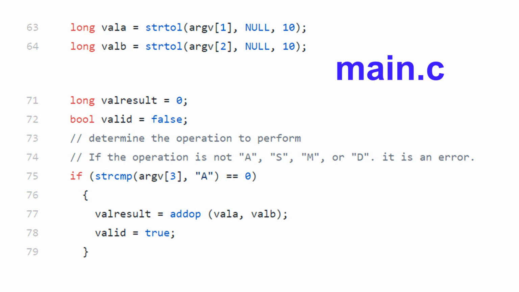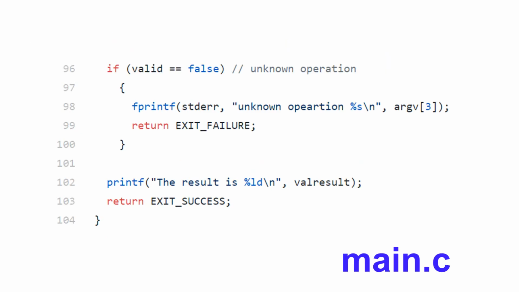If argv[3] is uppercase letter A, the addop function is called. Since this is a valid operation, valid is set to true. The program continues checking whether argv[3] is S, M, or D. If argv[3] is none of the four allowed operations, the program prints an error message and returns EXIT_FAILURE. If argv[3] is one of the four allowed operations, the program returns EXIT_SUCCESS.